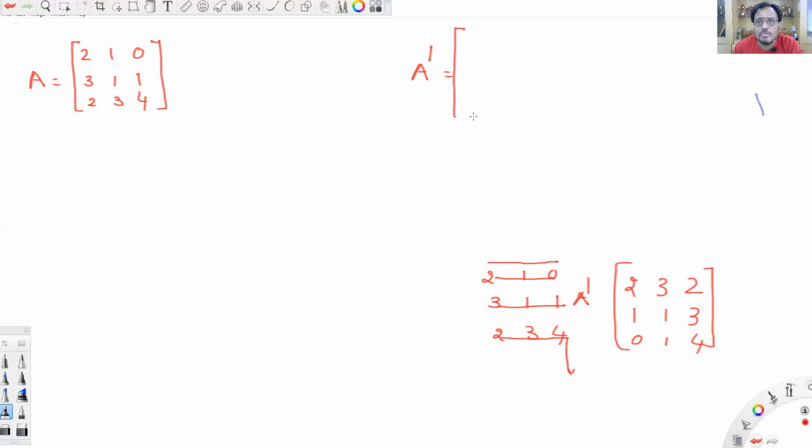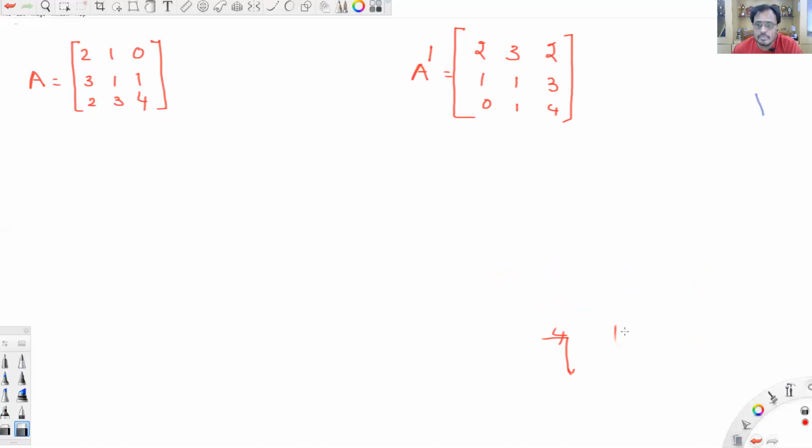So what is A transpose? We have to interchange. 2 1 0 is a row, here I will make it column 2 1 0. And 3 1 1 is a row in the matrix A; now 3 1 1 will become the second column in the transpose. 2 3 4 will become the third column. This is called transpose. So transpose of a matrix is nothing but interchanging rows and columns of a matrix, interchanging row to column or column to row.